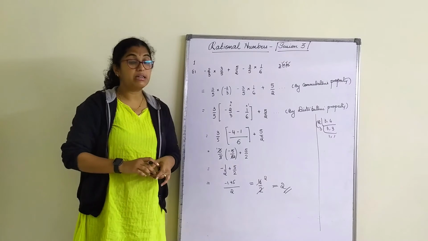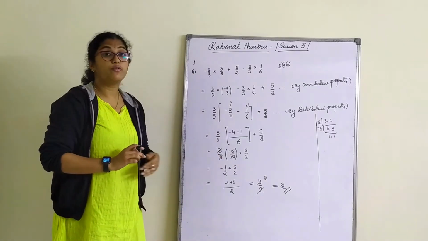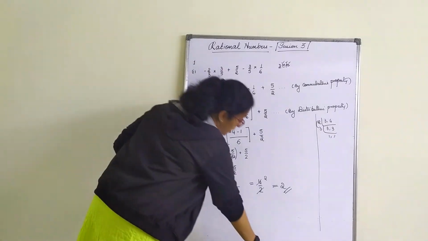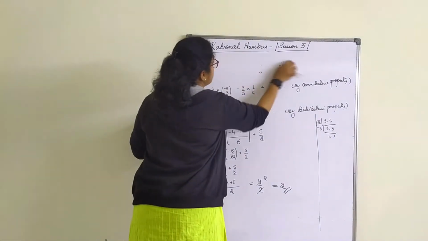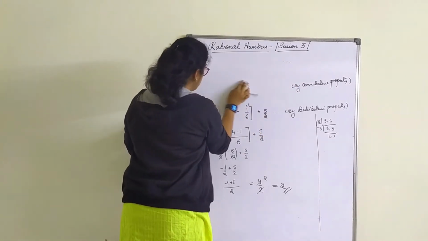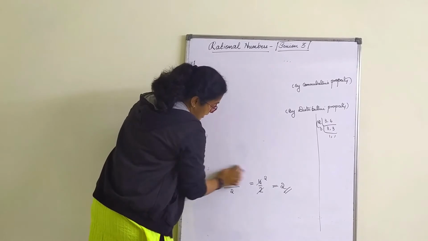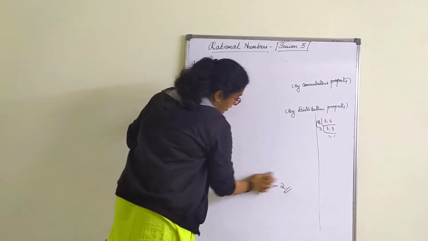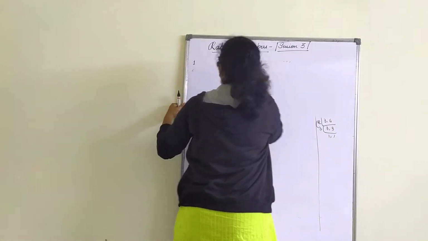There is a similar sum which we will be doing here in the class. So I want you all to make a note of this sum. You can pause the video and make a note. Till then we will start with the next similar sum wherein we have to use the similar property, that is commutative and distributive, and solve the sum.